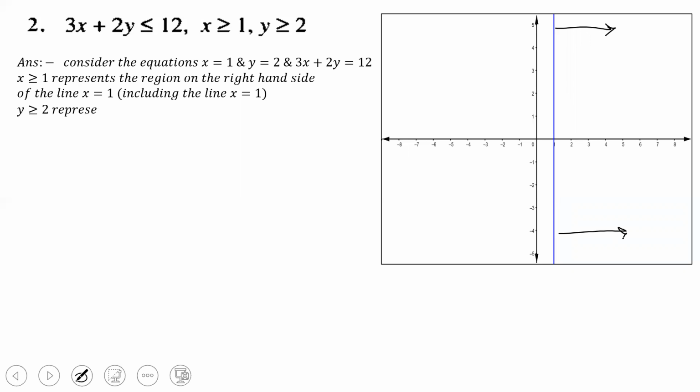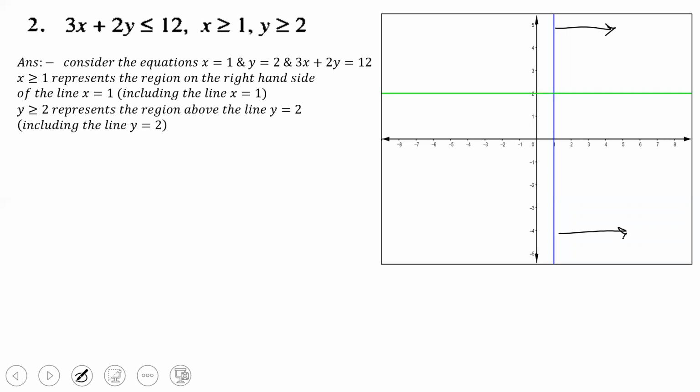Now take another inequality, y greater than equal to 2. First of all, draw the line y equals 2, and y greater than equal to 2 will represent the upper half of the line y equals 2. Clear? You can check by this shorter method, that is, greater than means upper half or the right-hand half, or you can put the origin 0, 0 and check whether the origin satisfies the inequality or not. If you put 0 here, 0 greater than equal to 2 does not satisfy the inequality.